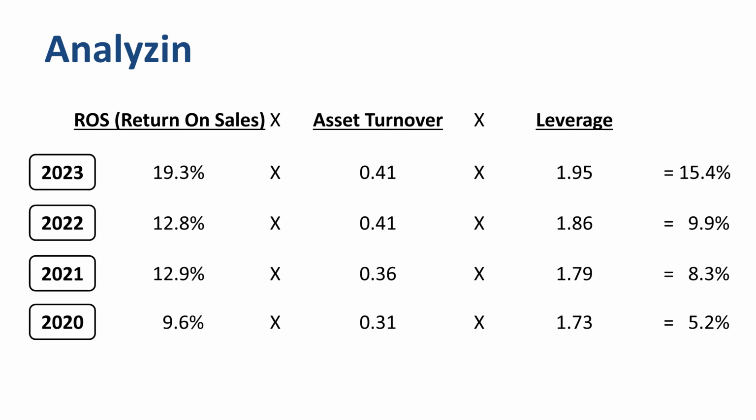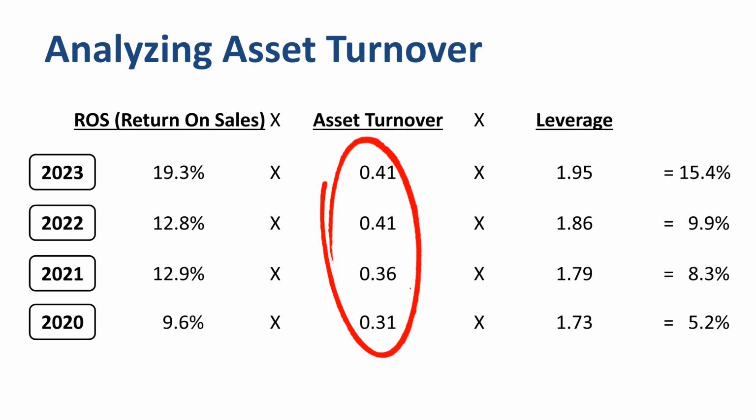What can we say about asset turnover? Well, if you have done a DuPont analysis before, for companies in other industries, you would probably say asset turnover of 0.41 in 2023 is relatively low. Lower, in fact, than companies in the hugely capital-intensive telecom sector.